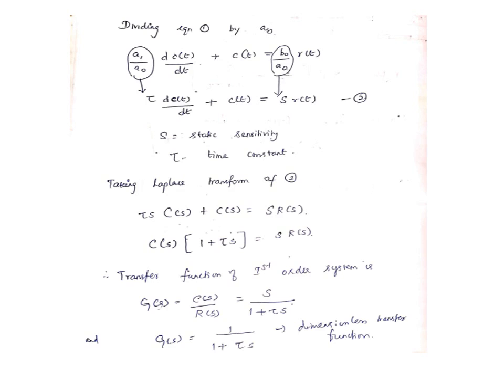Therefore G of s equal to 1 by 1 plus tau s, a dimensionless transfer function. So I am going to take K equal to 1, the numerator is equal to 1, then this is going to be a dimensionless transfer function.